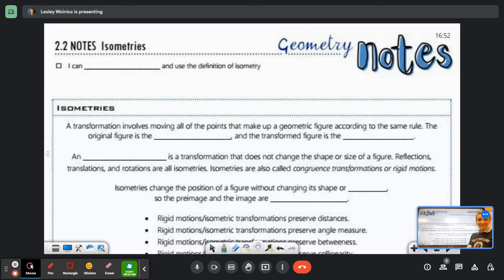All right, let's talk about isometries. Okay, we are going to understand and use the definition of isometry. So an isometry is a transformation that involves moving all of the points that make up a geometric figure according to the same rule. The original figure is called the pre-image.